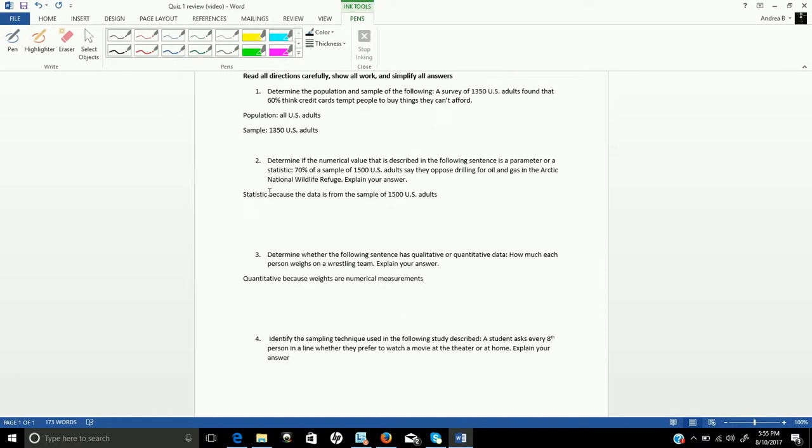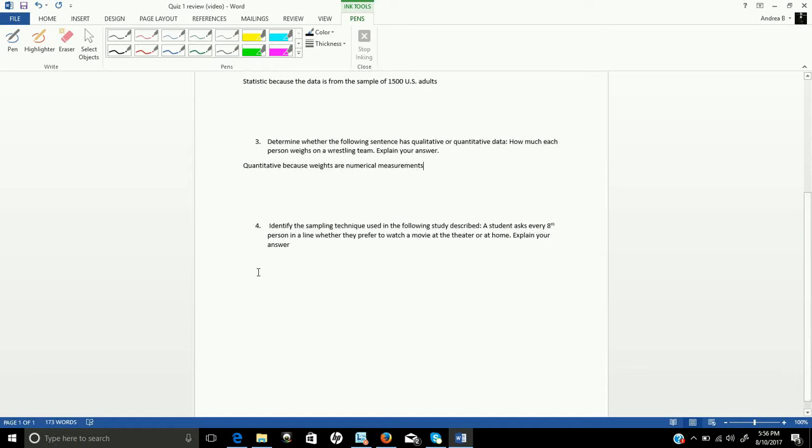So if your numbers are just purely there as a listing method and they don't have any type of significance, then it would still be qualitative. But if they have some sort of significance, some sort of measurement to them, like a weight or height or something like that, then it is quantitative instead. So make sure you're reading those carefully too.